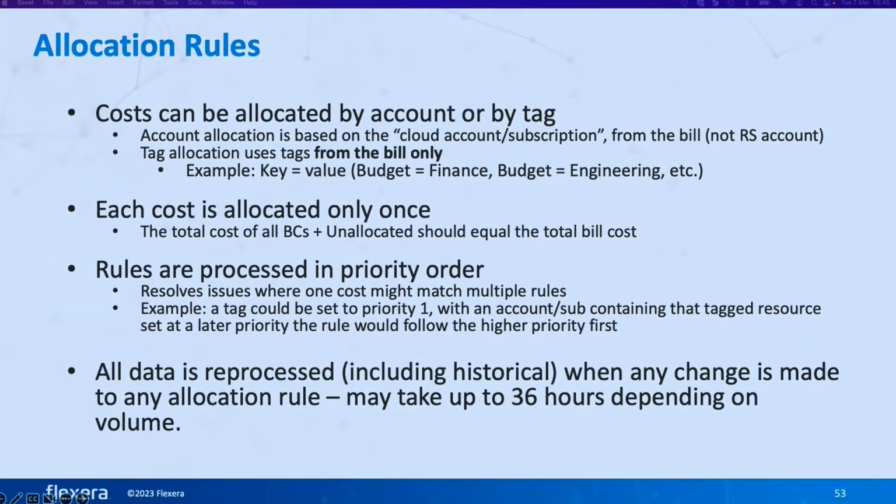But in the UI, we can do account allocation. So I can say all of the costs in this account go to engineering and this account go to marketing. I can do the same, of course, for subscriptions and for projects. So when we talk about cloud account name, those terms are interchangeable across the major vendors for the subscription and project in Google. And I can allocate by tag as well.